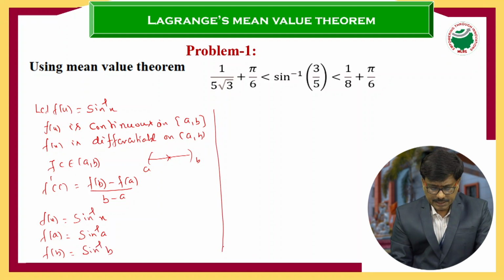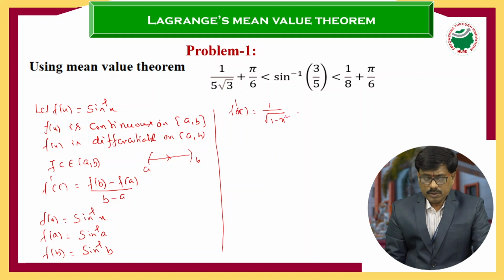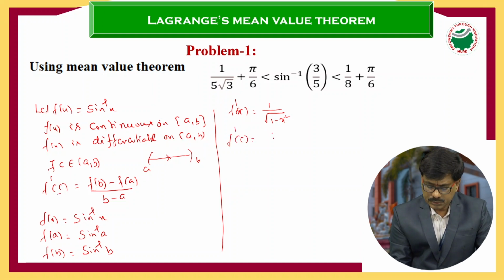Now we need to calculate f dash of c. What is f dash of c? What is the derivative of sine inverse x? It is 1 by under root 1 minus x square. Okay, we need to substitute in f dash of c. f dash of c is equal to 1 by under root 1 minus c square.